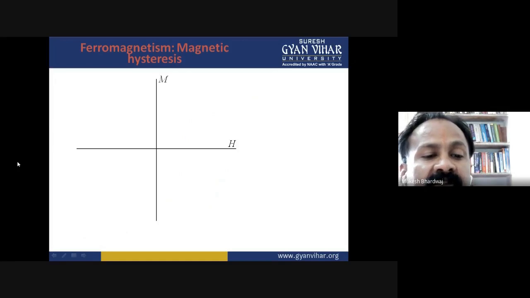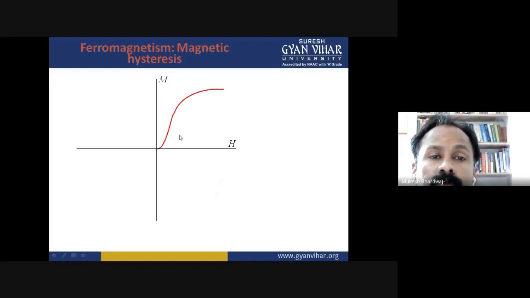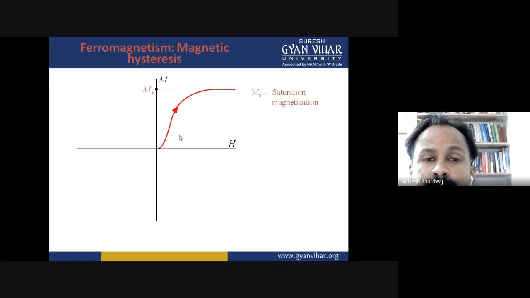High eddy current losses and poor magnetic utilization of metals occur in sheets even at low frequency. Ferrites, on the other hand, with useful magnetic properties, have DC resistivity many orders of ten higher than iron and are used for frequencies up to microwave in transformer cores. So this is the magnetic hysteresis curve for ferromagnetism. This is the saturation magnetization.